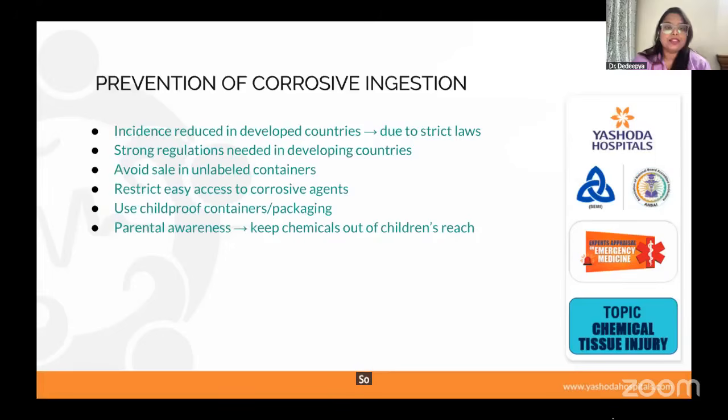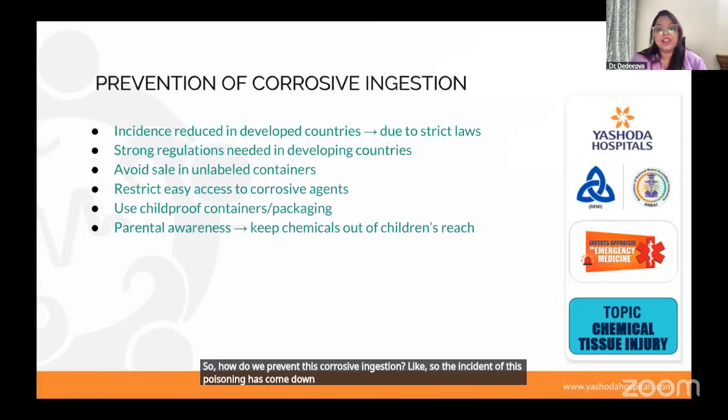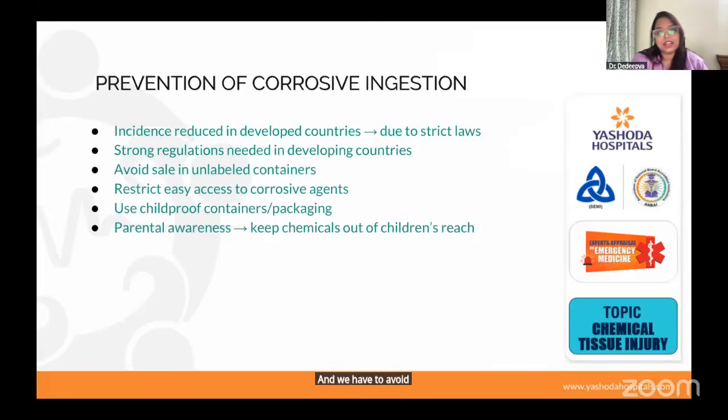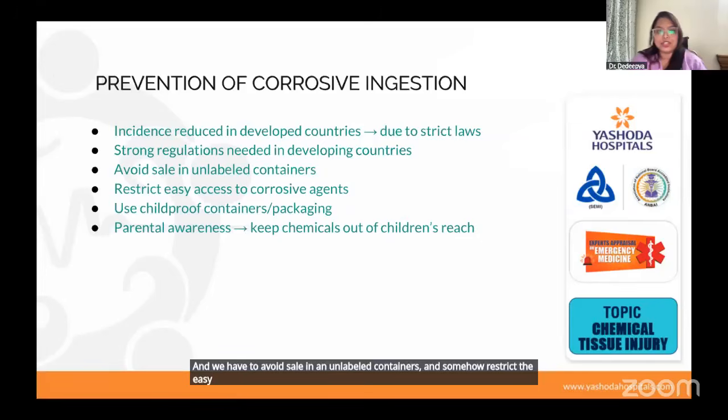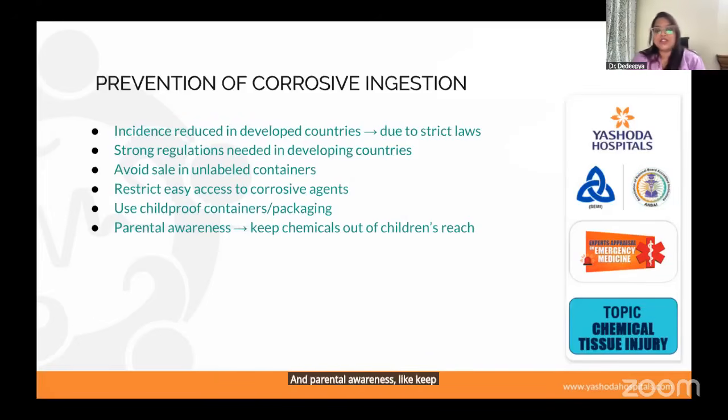So how do we prevent this corrosive ingestion? The incidence of this poisoning has come down in developed countries due to very strict laws. We still have to have stronger regulations in developing countries, and we have to avoid sale in unlabeled containers, and somehow restrict the easy access to all the corrosive agents. Use childproof containers while packaging as well, and parental awareness, like keep chemicals out of children's reach.